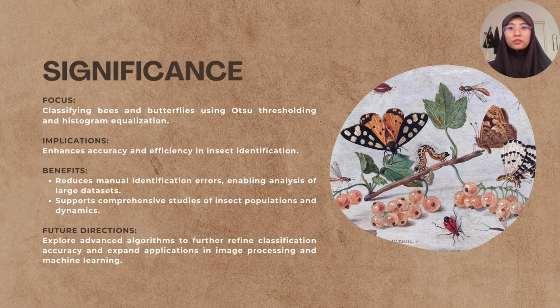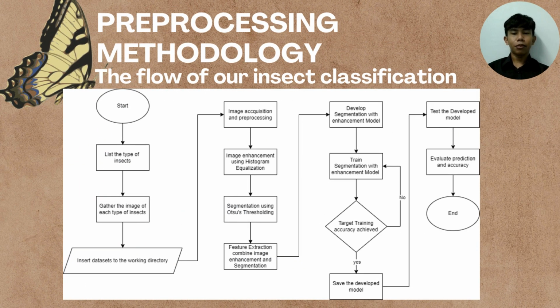Our significance is focusing on classifying bees and butterflies using Otsu thresholding and histogram equalization. The implication is enhancing accuracy and efficiency in insect identification. The benefits of using this method are to reduce manual identification error, enable analysis of large datasets, and support comprehensive studies of insect populations and dynamics. Our future direction is to explore advanced algorithms to further refine classification accuracy and expand application in image processing and machine learning.